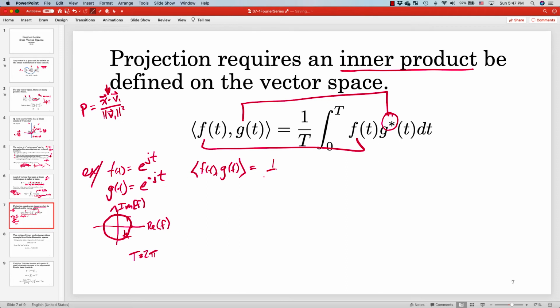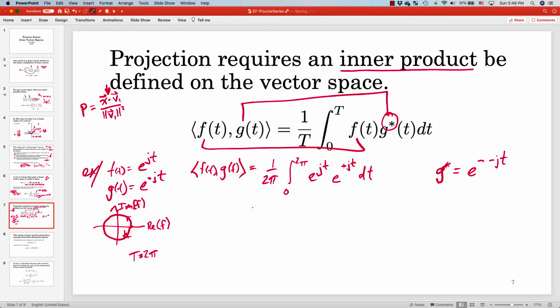So this allows us to divide by 2 pi and integrate from 0 to 2 pi. The first function, e to the jt, times, and this is important, the conjugate of the second function. So the second function was e to the minus jt, and the complex conjugate of that is e to the positive jt, dt. So I want to run that by you one more time. g of t is e to the minus jt. The conjugate of g, so g star in our case, is e to the plus jt. So that's where I get this plus sign.